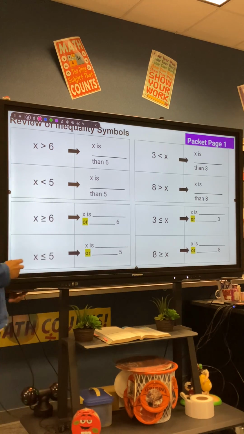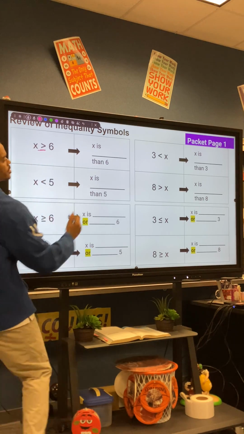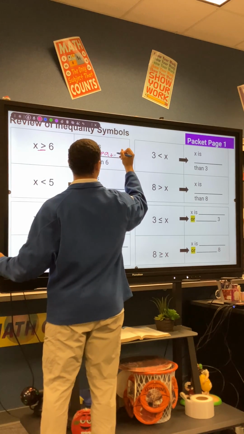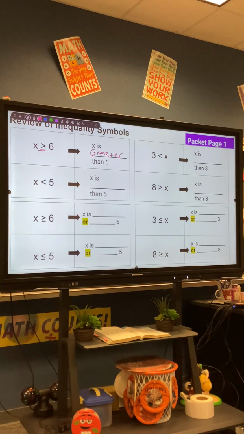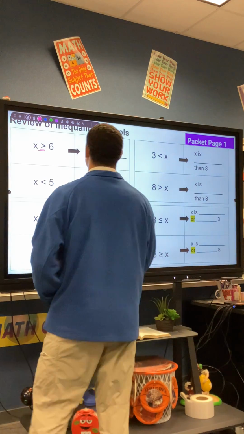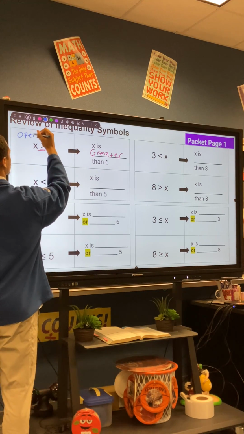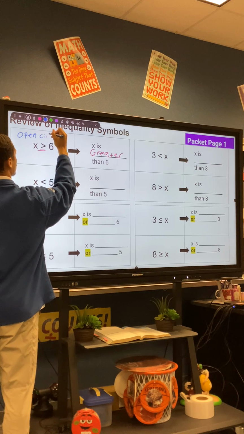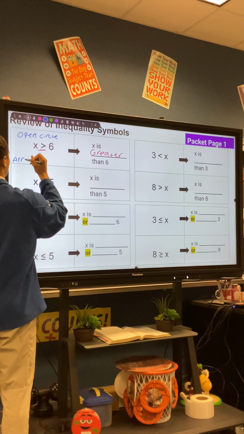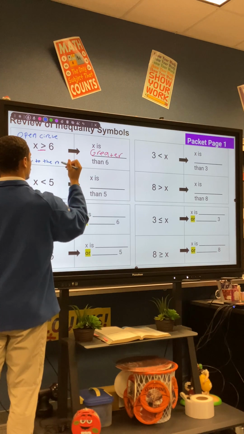So my first inequality, x is greater than 6. So you're going to write in this little blank, greater. When we get to it, because we're going to get there, this is an open circle. And my arrow is going to go to the right.